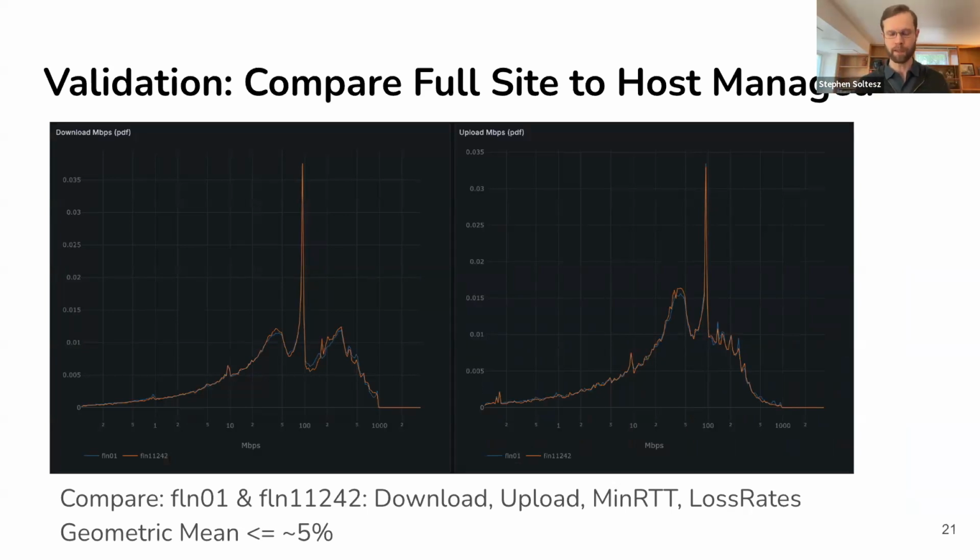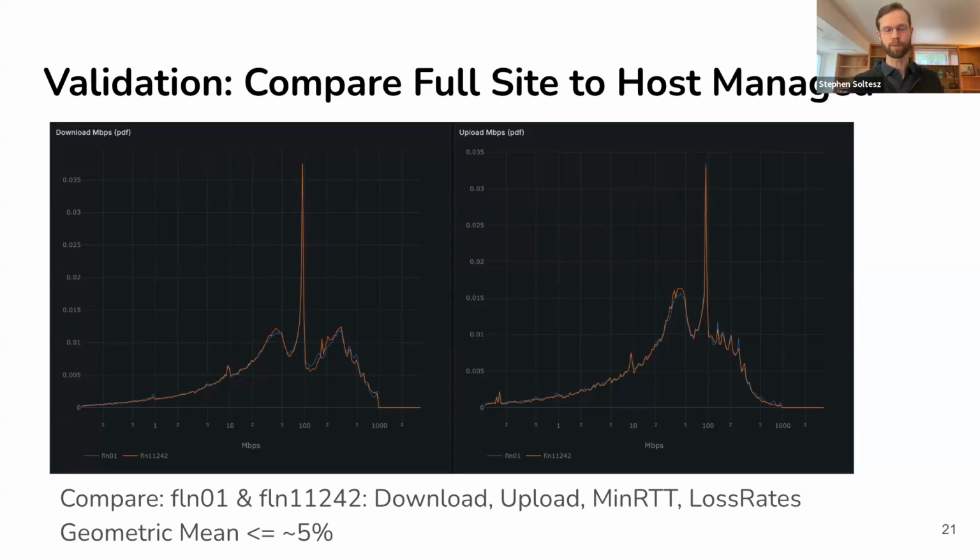Because this is a new system and because MLab's mission is to measure the internet, we wanted to be sure that host-managed servers would perform as well or better than our existing fully managed sites. Fortunately, MLab has a full site deployment in Florianopolis, FLN01, and RNP deployed, as one of their first deployments, to Florianopolis 11242. That number is the ASN, one of RNP's ASNs. So the population of all MLab clients may be targeting one of these servers based on the selection mechanism in the locate API. And roughly it's random.